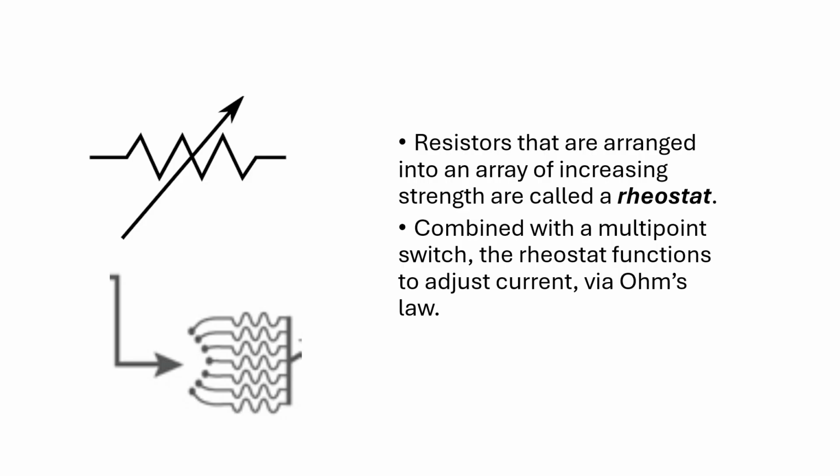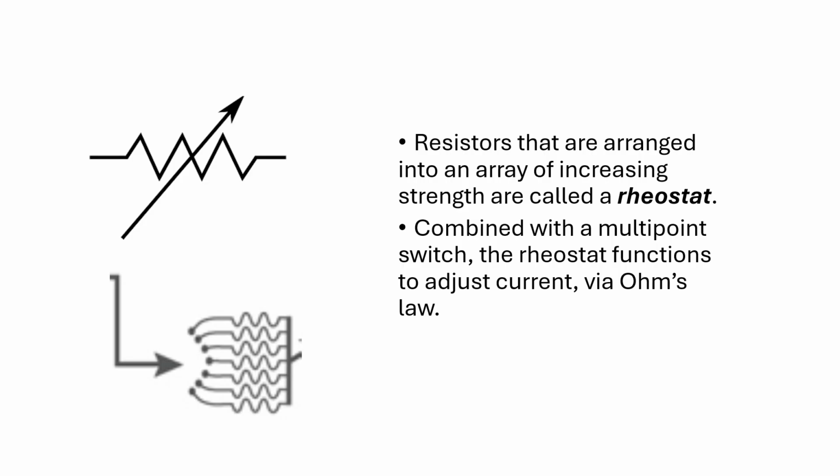Which leads us to the rheostat. The rheostat is a variable resistance device. Okay, and the easiest arrangement of a rheostat is an array of resistors with a multi-point selector switch. And so you just stack resistors of different magnitudes, but then with a switch, you only allow the current to go through one of the resistors at a time. And so you're selecting resistance by changing the multi-point selector switch.